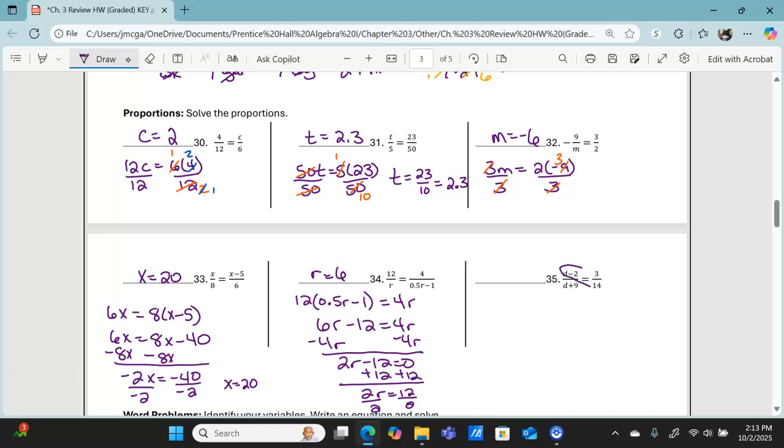On this one, when I do this, I'm going to have 14 times the quantity d minus 2.